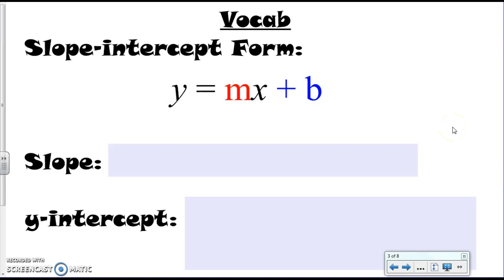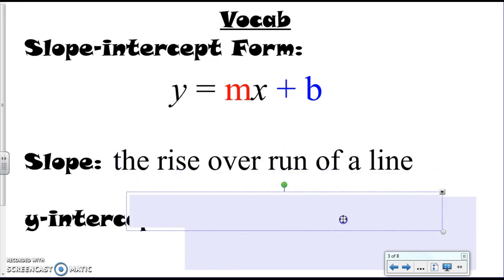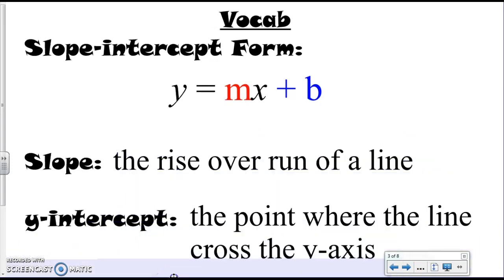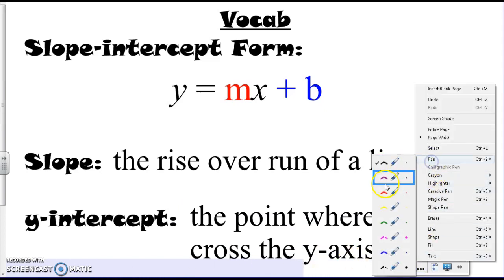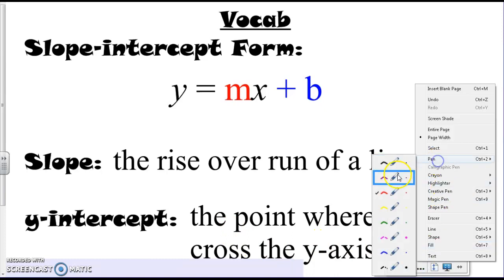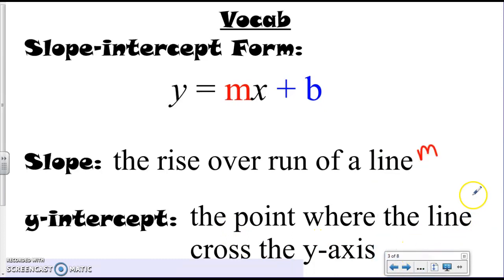Slope-intercept form is y equals mx plus b, where m represents the slope, which is the rise over the run, and b represents the y-intercept. So we're going to go ahead and add this in here. Our slope in the equation is m, so remember rise over run, and the y-intercept here is b in our equation. Okay, so you've probably done this before.